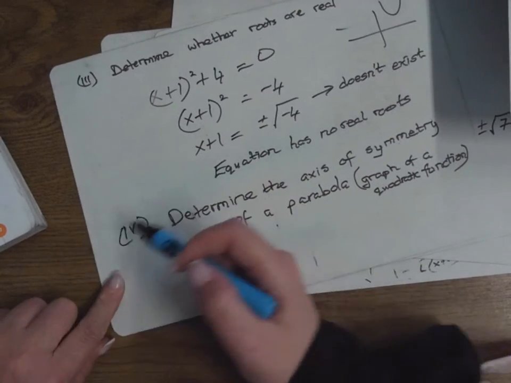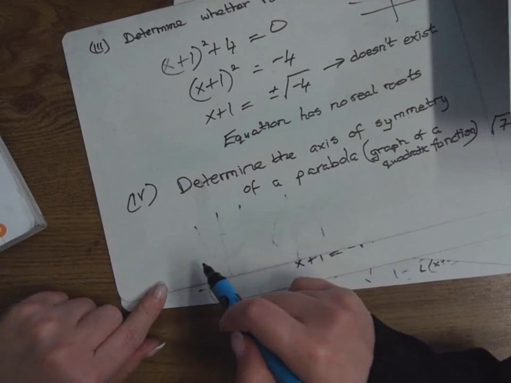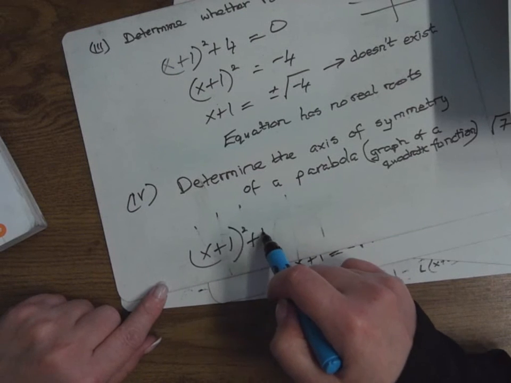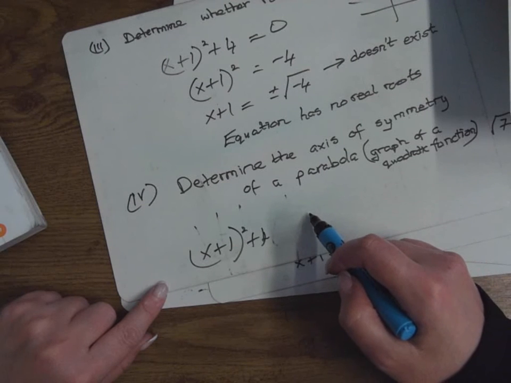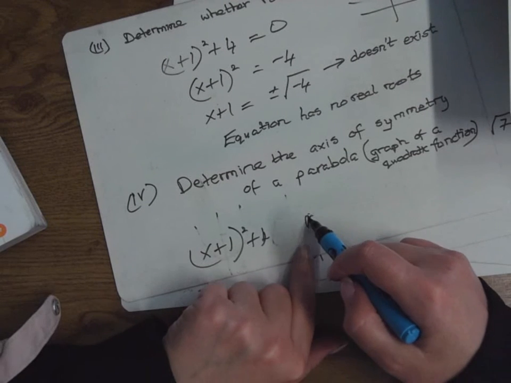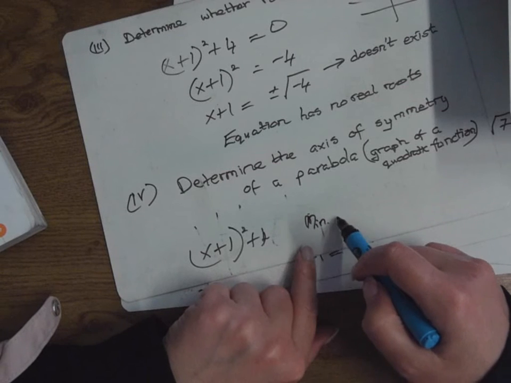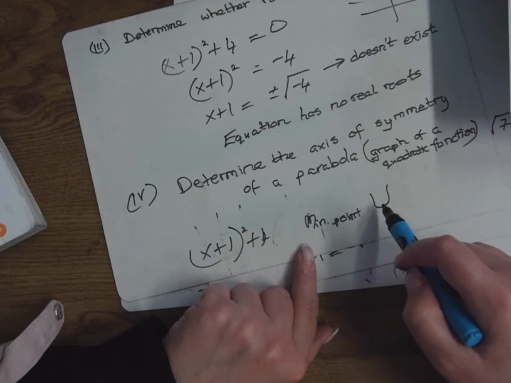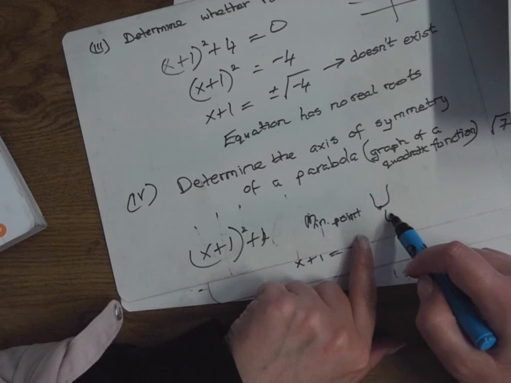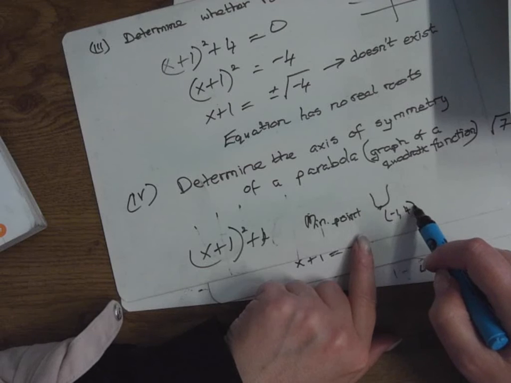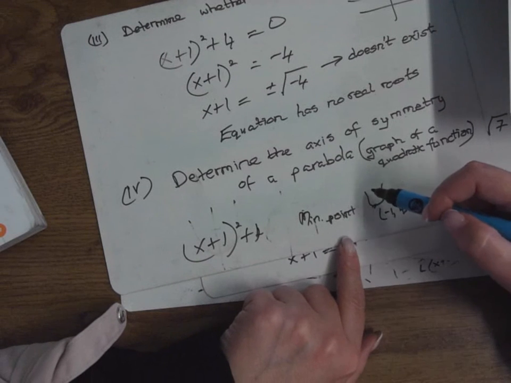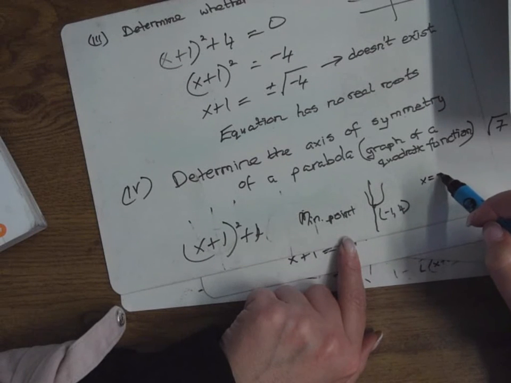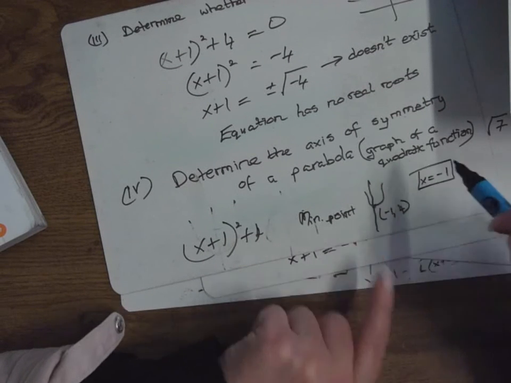So if we have it in the form (x + 1)² + 4, we've already determined that that has a minimum point because it's U-shaped, and it has a minimum point at (-1, 4). Agreed? So its axis of symmetry is a straight line through -1. That line is called x = -1. That's the axis of symmetry.